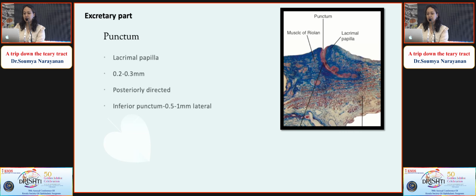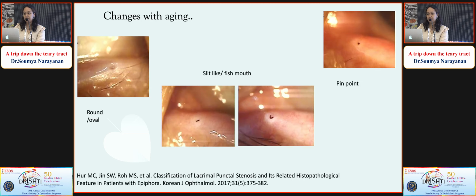The punctum is seen on the elevation, the lacrimal papilla. It is 0.2 to 0.3 millimeter in size, posteriorly directed, and the inferior punctum is 0.5 to 1 millimeter lateral to the upper punctum. So in young patients, the shape of the punctum will be rounder or oval. With aging, there will be relaxation of the tissues and muscles around the punctum, and the shape will change to slit-like or fish mouth, later forming a pinpoint stenotic punctum.